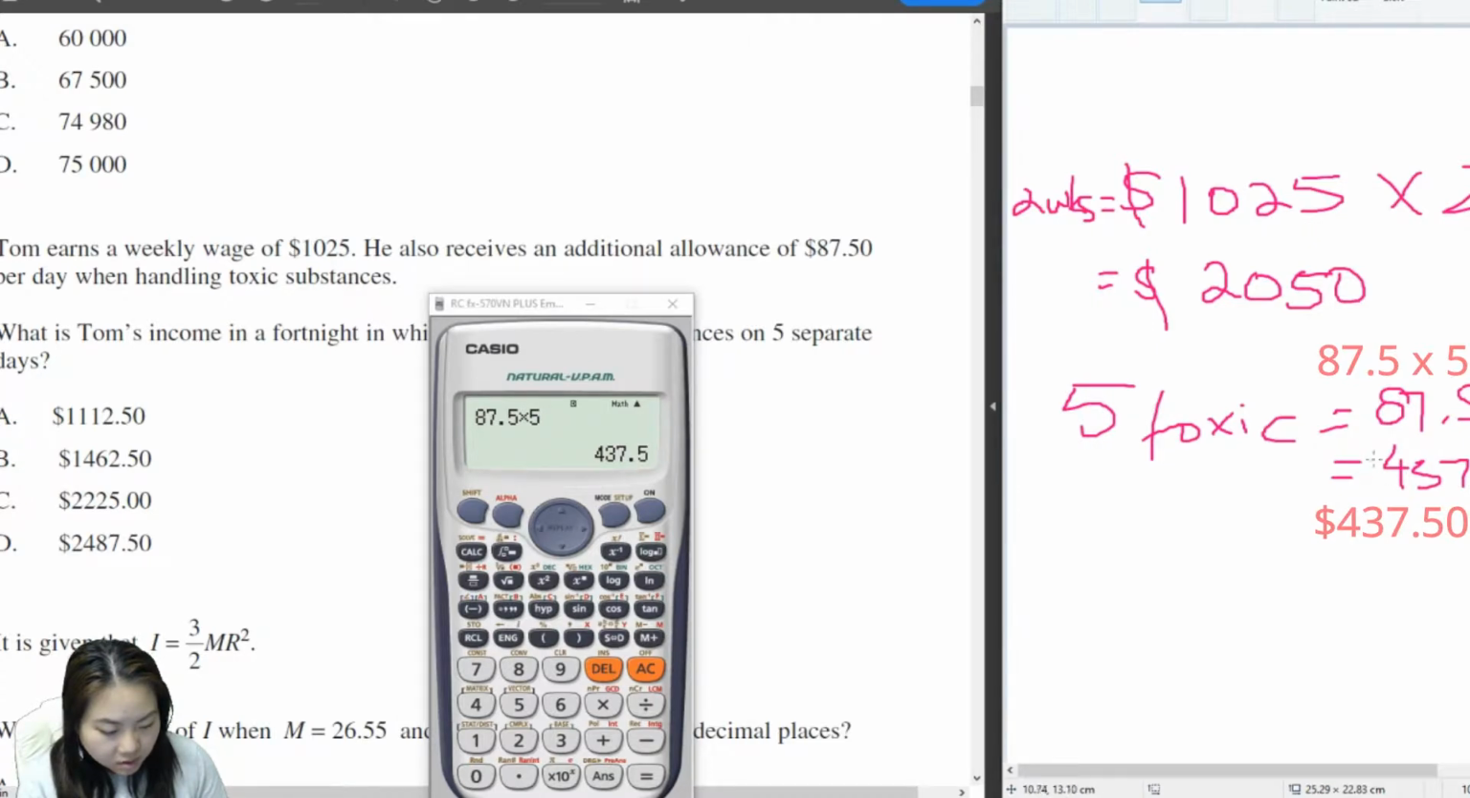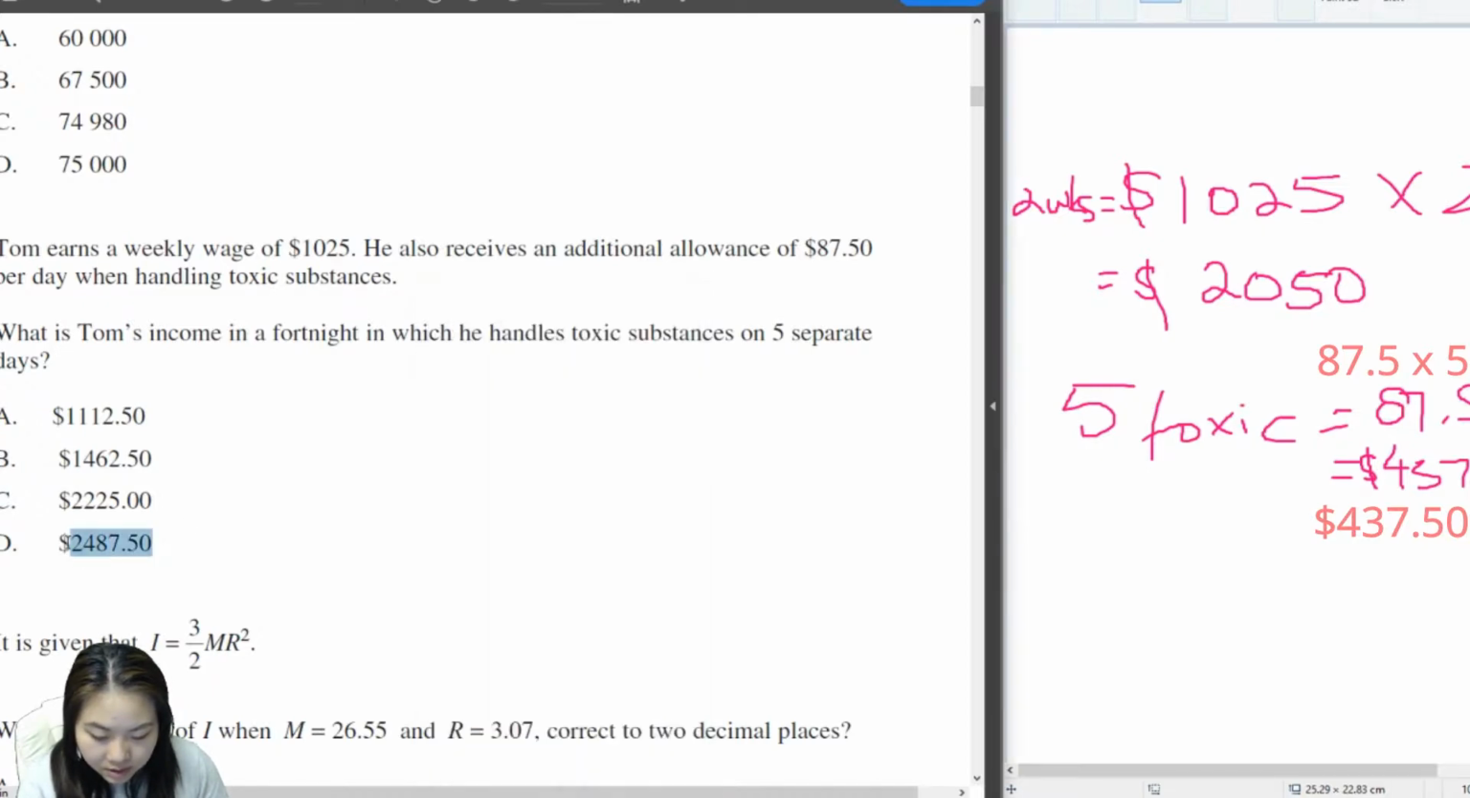$437.50. So his pay for these 2 weeks is going to be this plus the $2,050, which is $2,487.50. There we go, we got it.